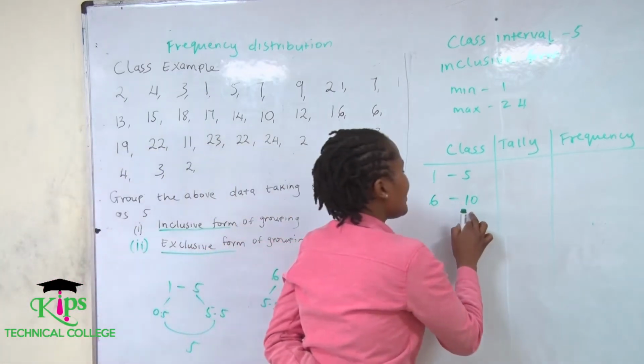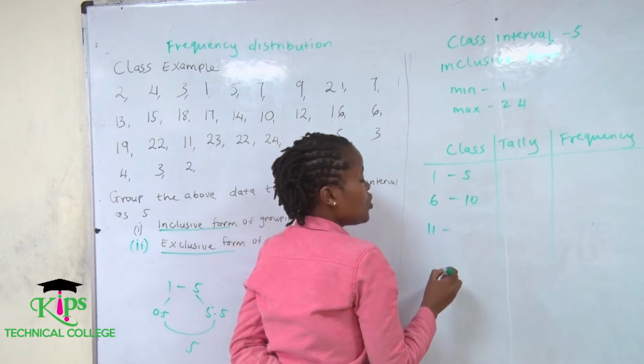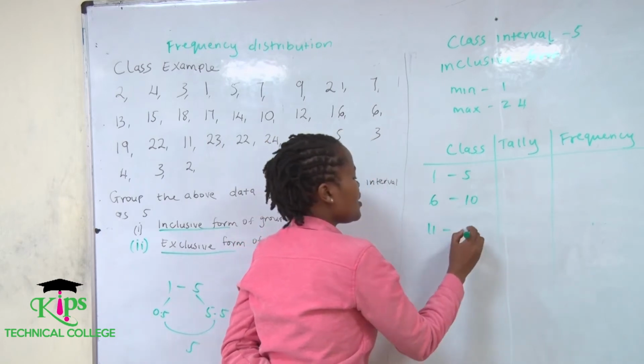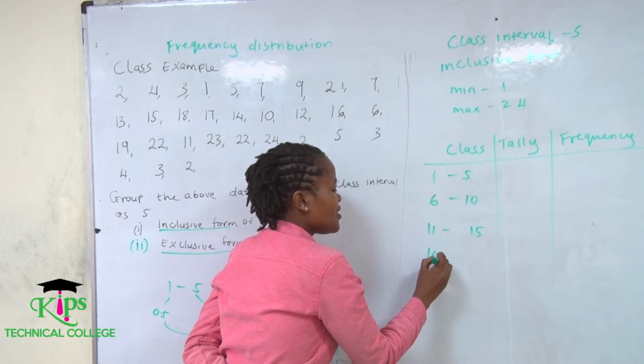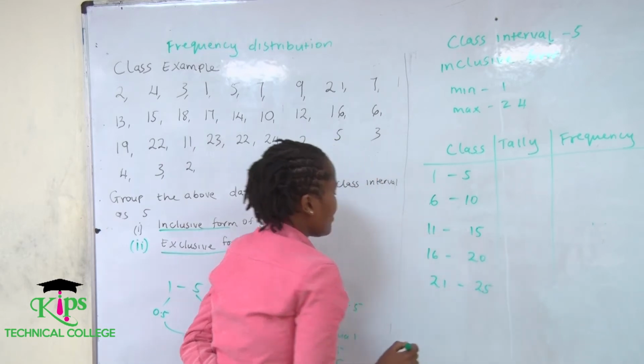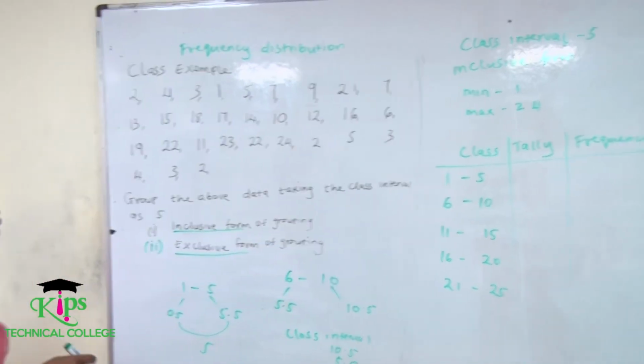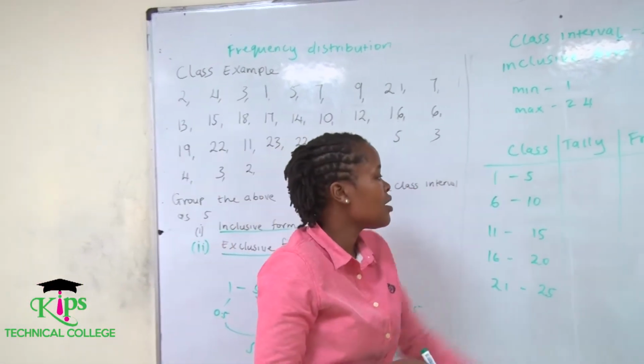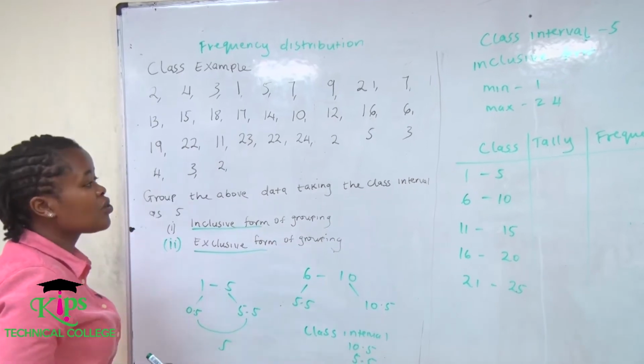So this is 6 to 10. Then the other one should start from 11, so the other one will be 11 to 15. Then we have 16 to 20. Then we have 21 to 25. I think that is up to our last, our maximum value is 24. Then the next step is to tally.